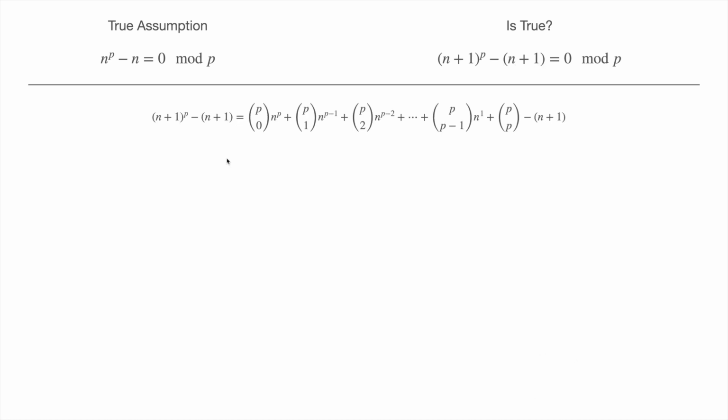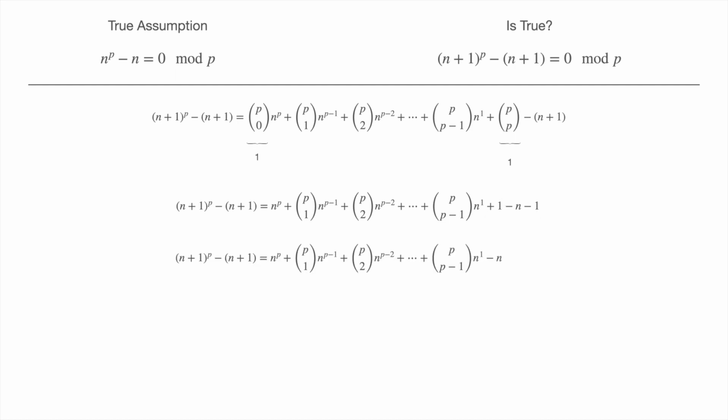In this expression, we know that both p choose 0 and p choose p are equal to 1. So we can simplify this expression as shown here. Thereafter, we can simplify the plus 1 and minus 1 terms. And in this final statement, we can move minus n next to the n to the power of p, because thereafter this term is going to be similar to the assumption we are currently applying.